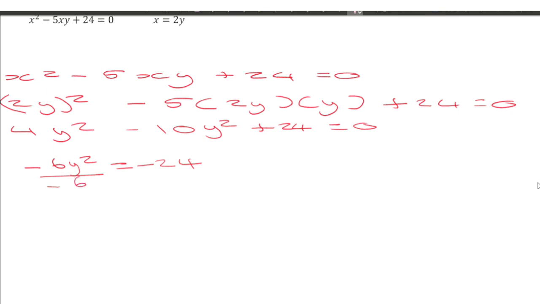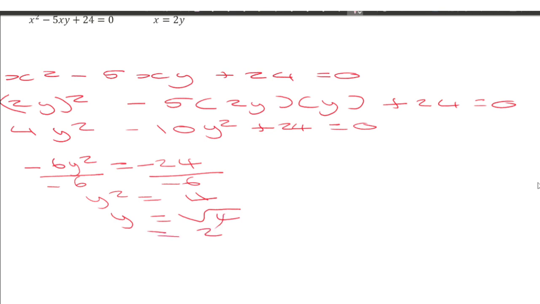Then we're gonna say y squared is equal to, what is 24 divided by 6? Don't need to crack your head there. 24 divided by 6 is equal to 4, right? And then what is the square root of 4? That is 2. So our answer is y equals the square root of 4, which is equal to 2.